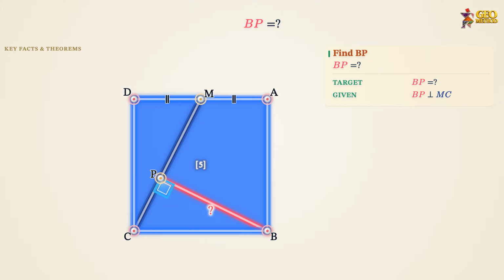The blue square has area 5. M is the midpoint of its top side, and segment BP meets segment MC at a right angle. Our target is the red segment BP.